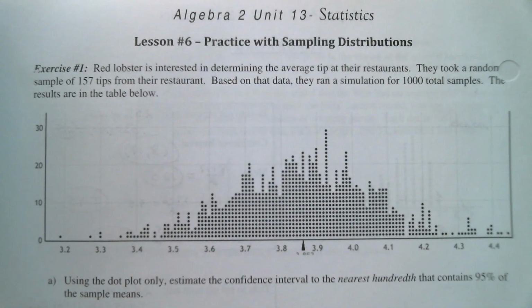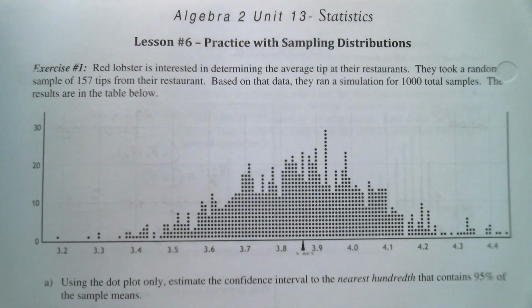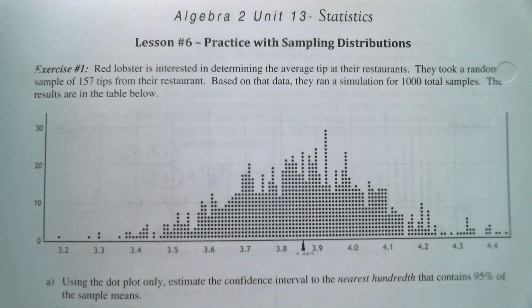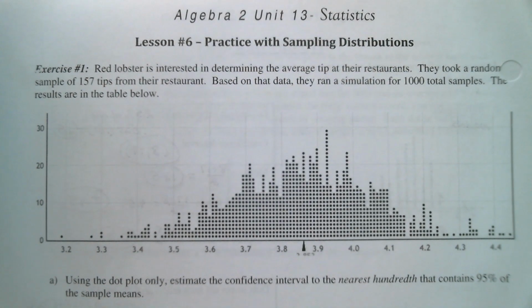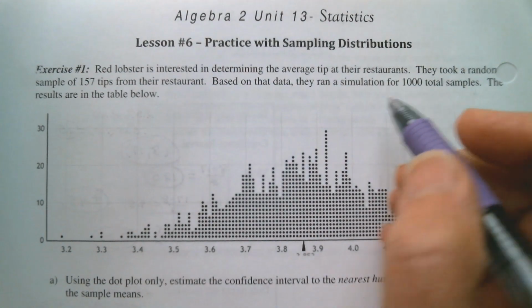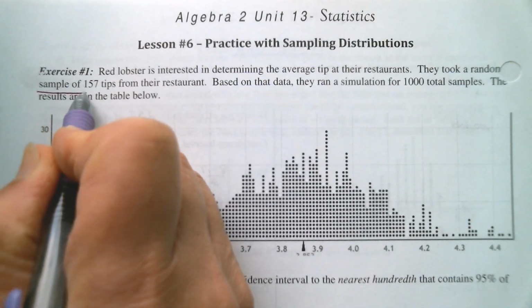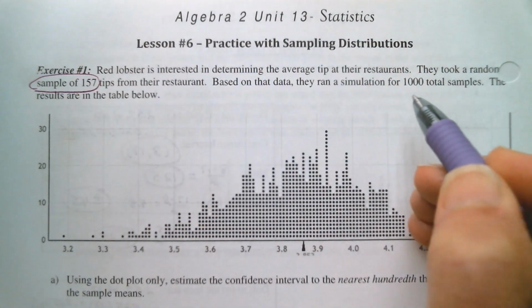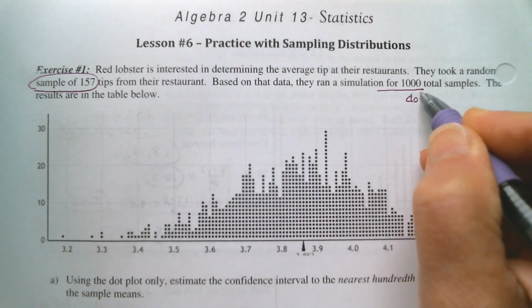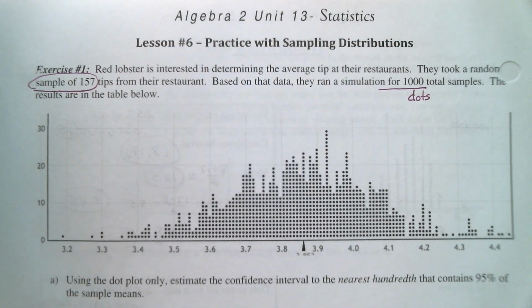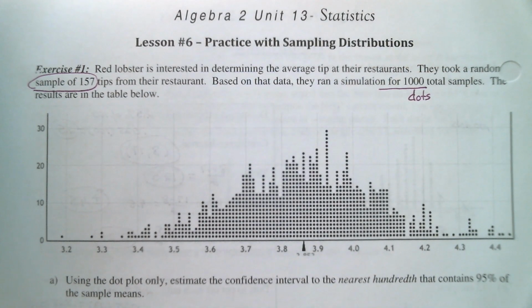So exercise number 1 on page 469. Red Lobster is interested in determining the average tip at their restaurants. They took a random sample of 157 tips from their restaurant. Based on the data, they ran a simulation for 1,000 total samples. So the sample size is 157, and it was simulated 1,000 times. So that means there are 1,000 dots here. The results are in the table below.